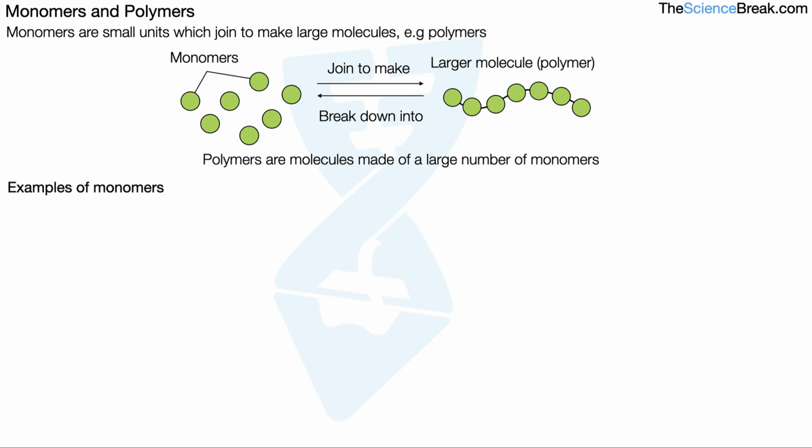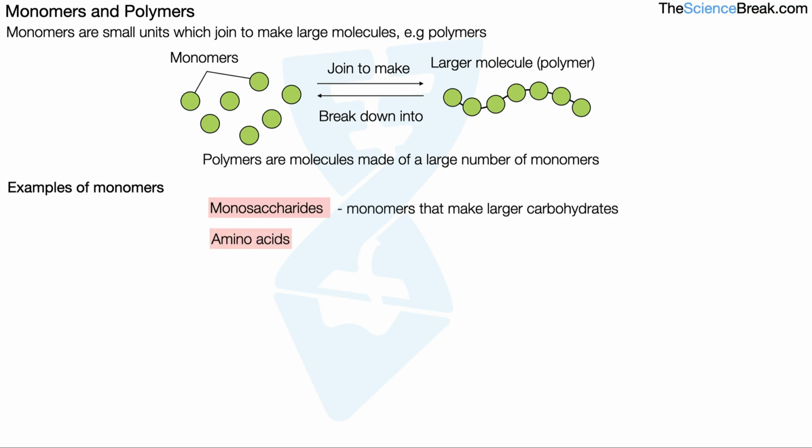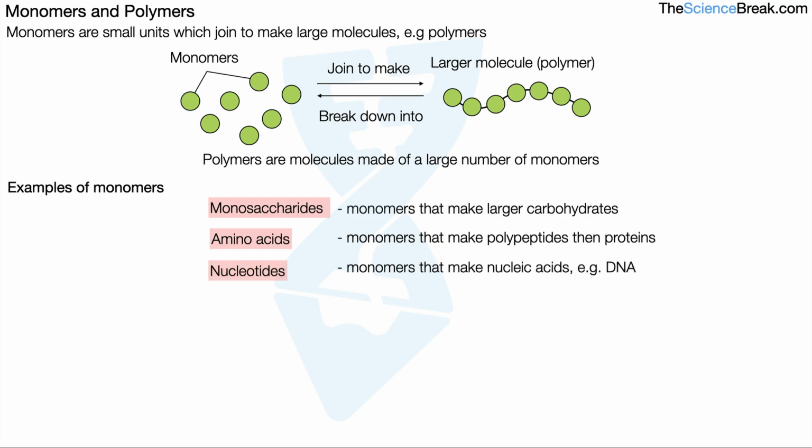Examples of monomers that we need to know. Monosaccharides. These are monomers that make larger carbohydrates. Amino acids, these are monomers that make polypeptides, which then go on to make proteins. And we have nucleotides, these are monomers that make nucleic acids, for example, DNA. Three monomers that you need to know.